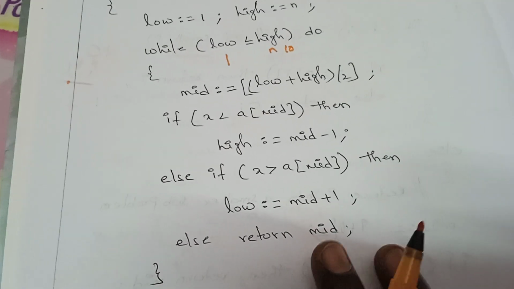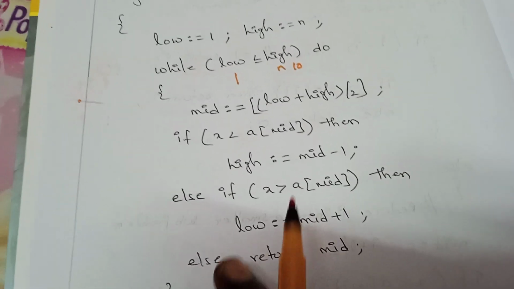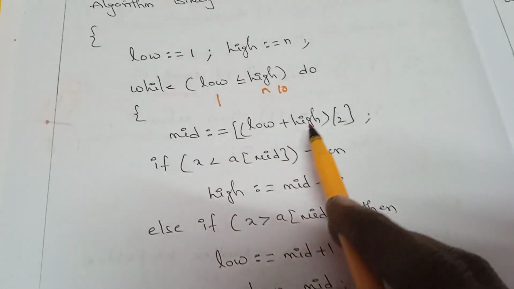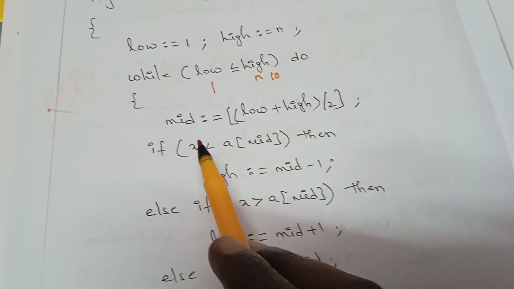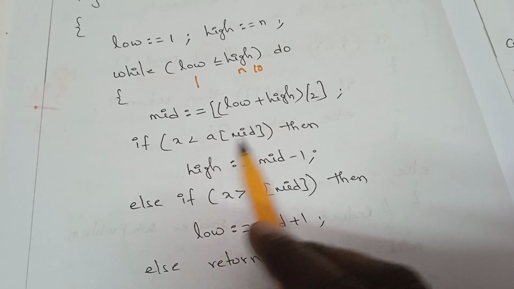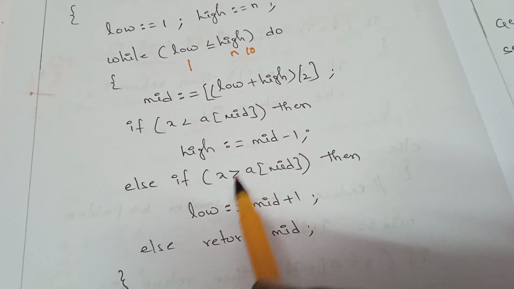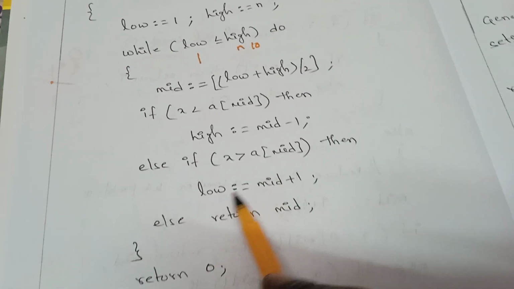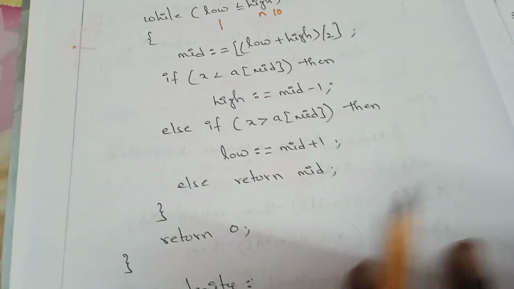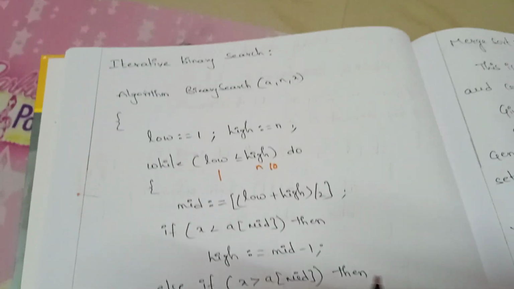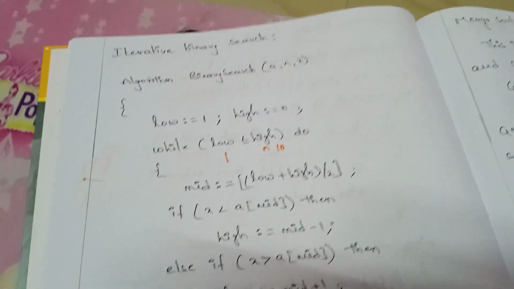The same procedure I have explained to you. So mid is equal to low plus high by 2. Now again the comparison starts: if x is less than a of mid, then high is equal to mid minus 1. If x is greater than a of mid, low is equal to mid plus 1. Otherwise, return mid. This is iterative binary search.